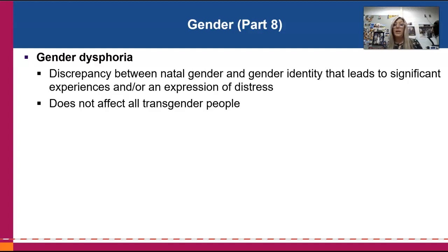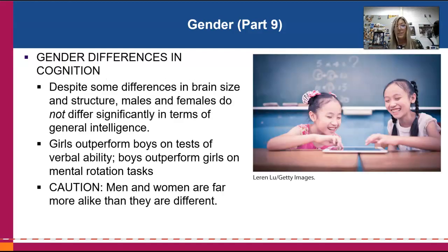But gender dysphoria, that's a disorder because that's the discrepancy between natal gender and gender identity that leads to significant experiences of distress. So again, anything that's distressful, dysfunctional, deviant, and dangerous, that's a disorder. And because gender identity can be confusing, it can be distressful based on people, places, and things, that is a disorder. So that is not meant to be a negative thing.